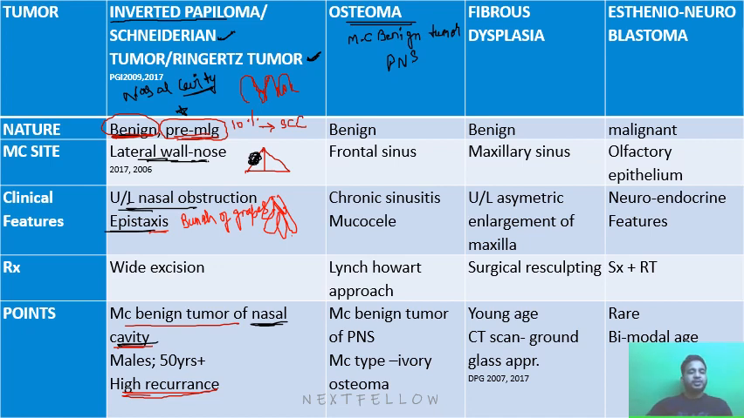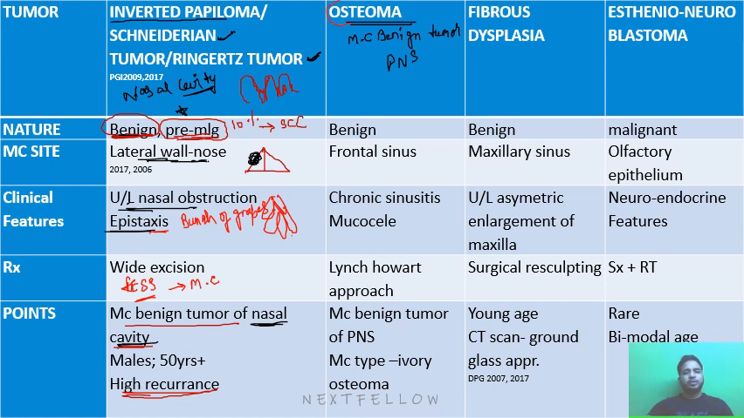So what is the treatment? Treatment is functional endoscopic sinus surgery. Nowadays, functional endoscopic sinus surgery is the most common modality of treatment. So we have to widely resect the tumor along with its base. It is the most common benign tumor of nasal cavity, which is benign but pre-malignant. 10% of cases turn into squamous cell carcinoma. Most common site of origin is the lateral wall of the nose. Recurrence rate is very high. So this is all about inverted papilloma, also known as Ringer's tumor.